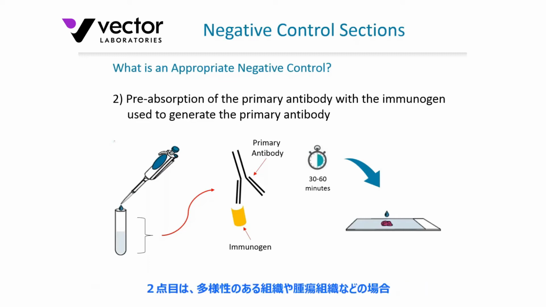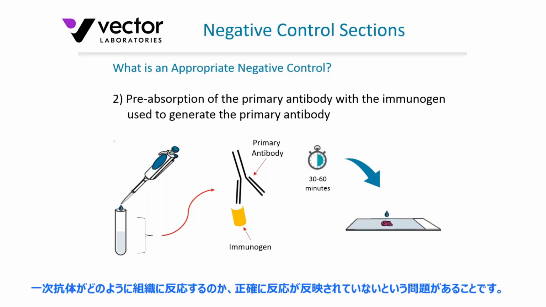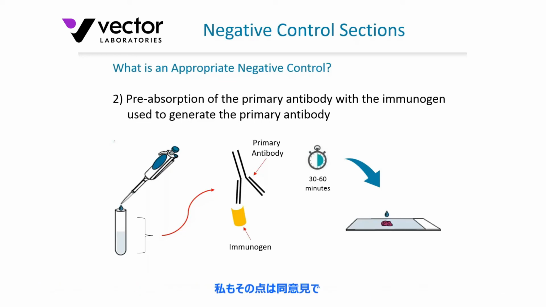The other point with this particular negative control is that some investigators have expressed concern that while the primary antibody does bind the immunogen in solution, it isn't a true representation of how the primary antibody may bind or what it may recognize on maybe a heterogeneous piece of tissue, a tumor sample, whatever it might be that you're looking for. And, to that, I certainly acknowledge that point.